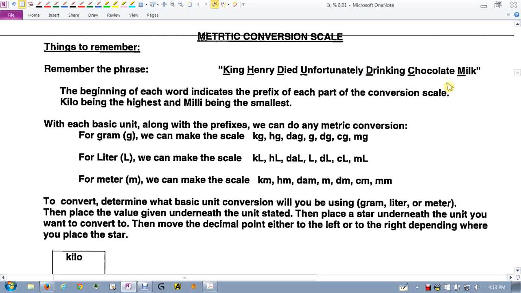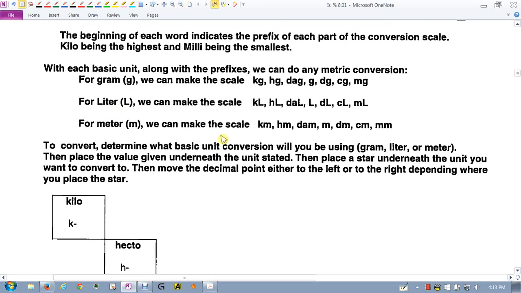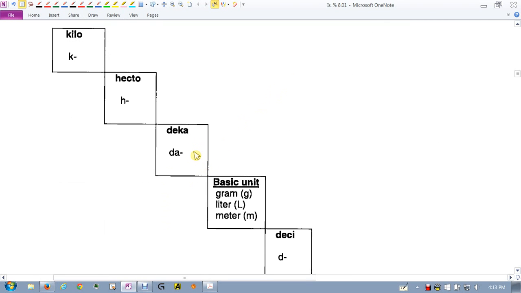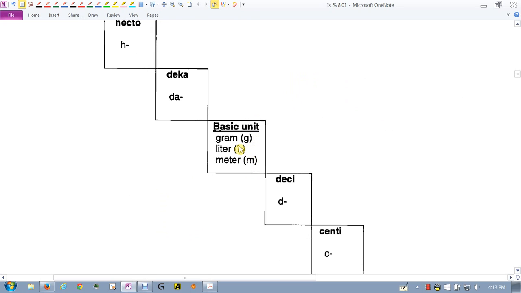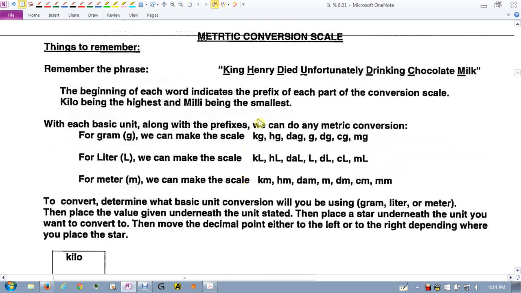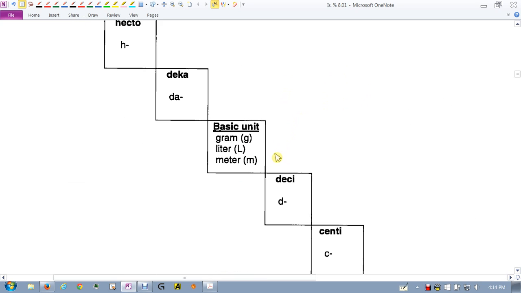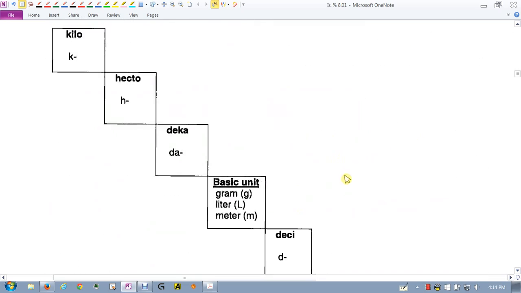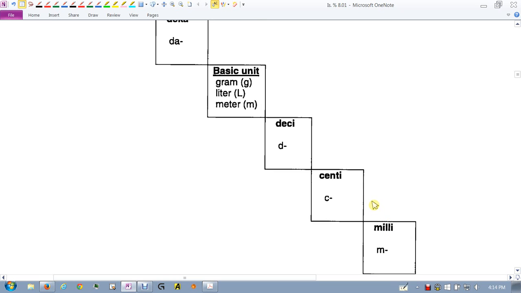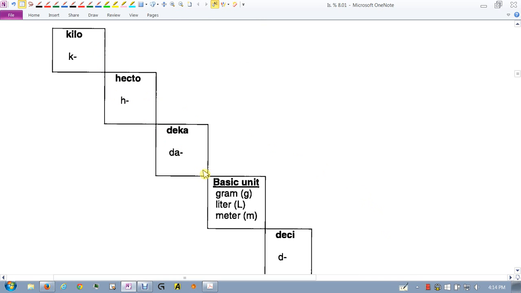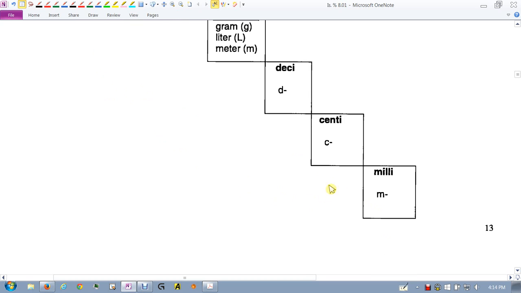KHDUDCM is what you need to remember from that. And what that gives us is the metric system scale. K stands for kilo, H is hecto, D is deca, and then U for unfortunately is your unit, your basic unit, which is the middle unit. And then keep going. D, this one is not deca, it's deci. And then the C here for chocolate is centi. And then the last one here, M for milk, is milli. So King Henry died, unfortunately, drinking chocolate milk.